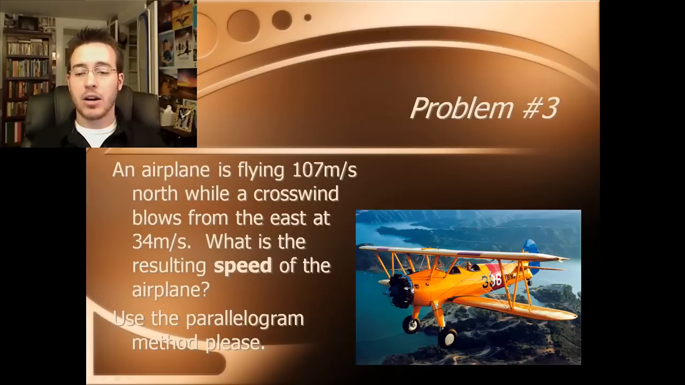Okay, so let's go ahead and move on to problem number 3. An airplane is flying at 107 meters per second north while a crosswind blows from the east at 34 meters per second. What is the resulting speed of the airplane? Please use the parallelogram method for this problem. Go ahead and do the problem on your own now, pausing the video. Okay, so you should have your own solution. Let's go ahead and look at mine.